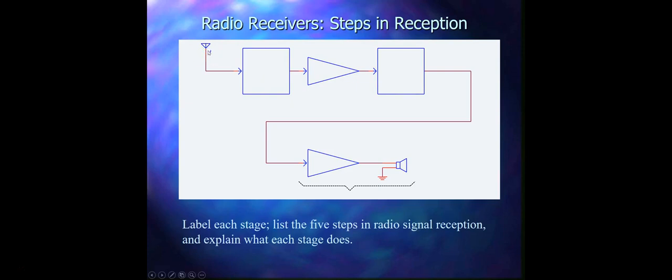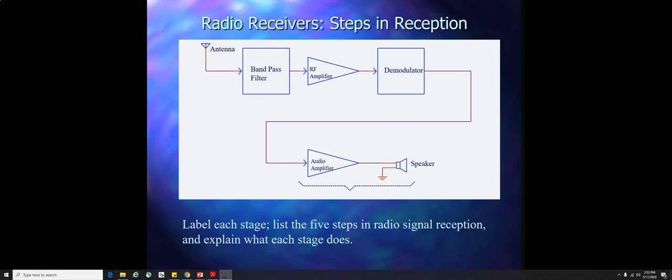This must be the antenna. So here, this is the antenna, and this is the bandpass filter. Next comes the RF amplifier. After that, we have a demodulator, and then we have an audio amplifier. And lastly, we'll have a speaker.